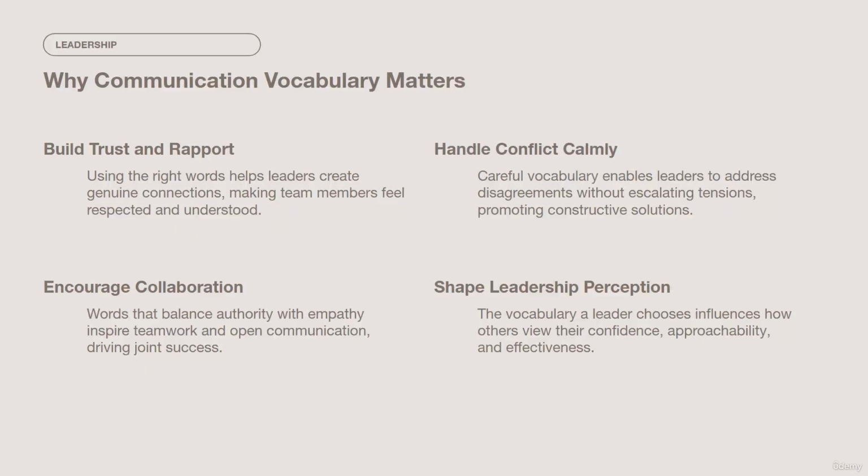Obviously the point of this course is primarily linguistic, and the words that you choose are very, very important when you are communicating in maybe stressful or diplomatic or delicate situations. So for building trust and rapport, using the right words helps leaders create genuine connections, making team members feel respected and understood. Also very important to handle conflict calmly. Careful vocabulary enables leaders to address disagreements without escalating tensions, promoting constructive solutions. Encourage collaboration. Words that balance authority with empathy inspire teamwork and open communication, driving joint success. And for shaping leadership perception, the vocabulary a leader chooses influences how others view their confidence, approachability, and effectiveness.